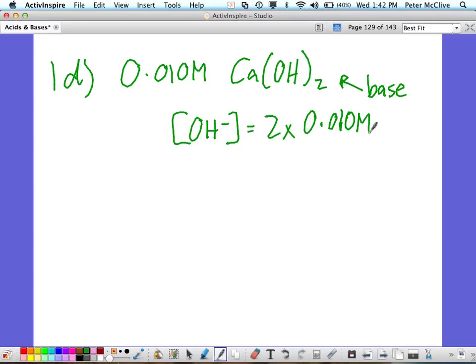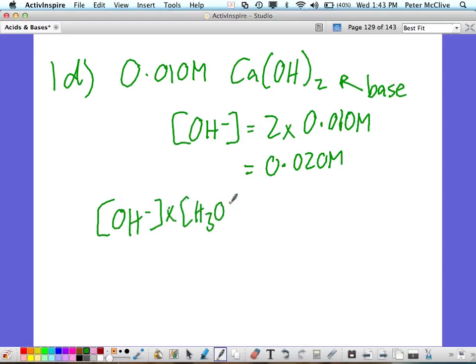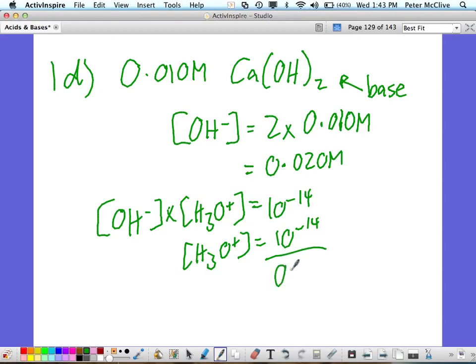0.10 molar, 0.020 molar. Okay. Now, we don't have what we need for our pH formula, so we need to use that second relationship, the ionic product of water, times H3O plus, or H plus, sorry, I flip between those two, it's 10 to the minus 14. So H3O plus, I'll just rearrange that formula, 10 to the minus 14 over the hydroxide, so 0.020.